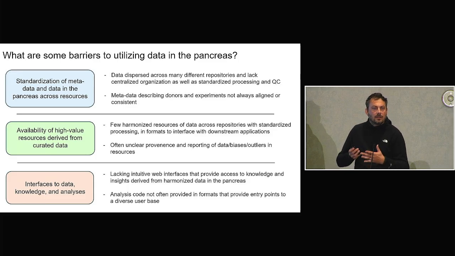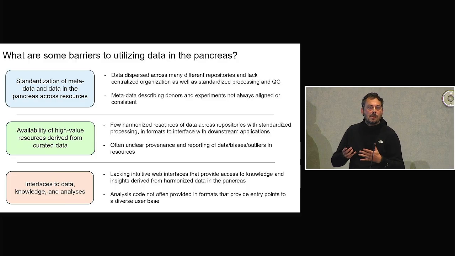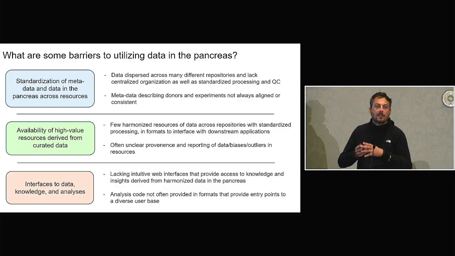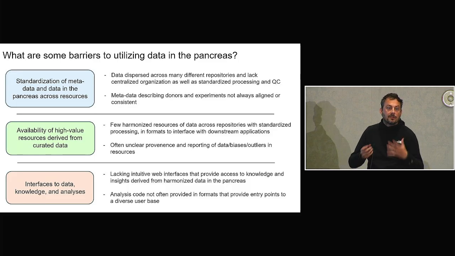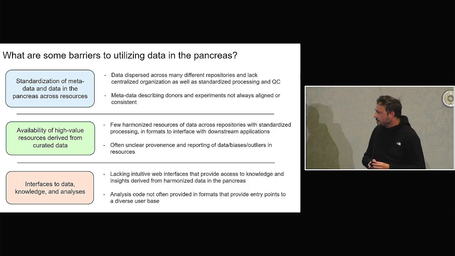Two, there's, I would say, a lack of availability of high-value resources derived from data that's harmonized across these different resources, and there are few harmonized resources that span data being generated across different pancreatic resources, for example, single-cell maps and so forth. And there's often unclear provenance and reporting of data, and biases and outliers in these resources that need to be represented to make them more useful, particularly for machine learning and AI type applications.